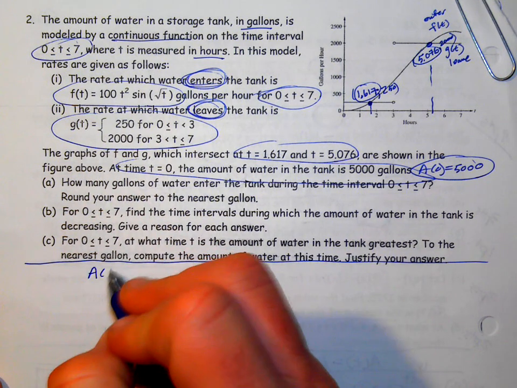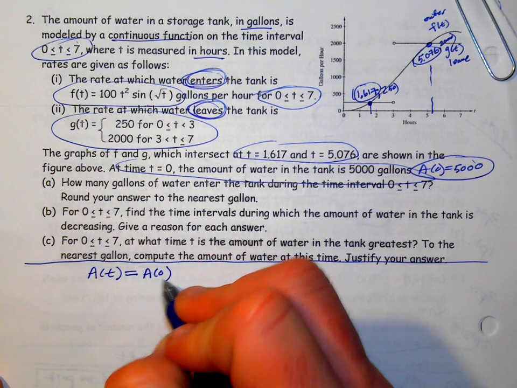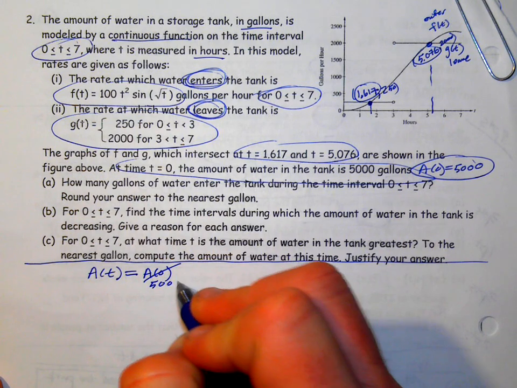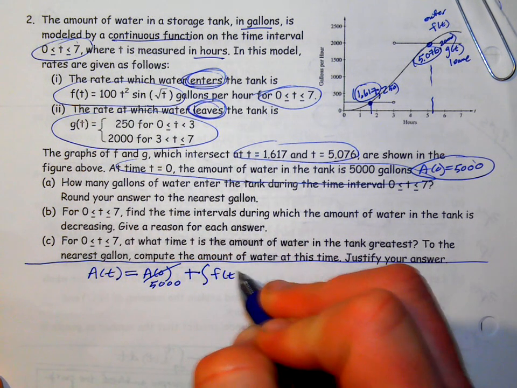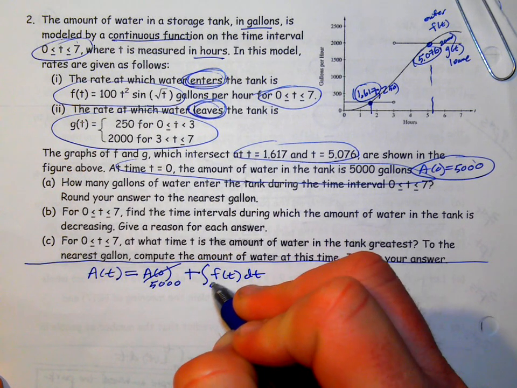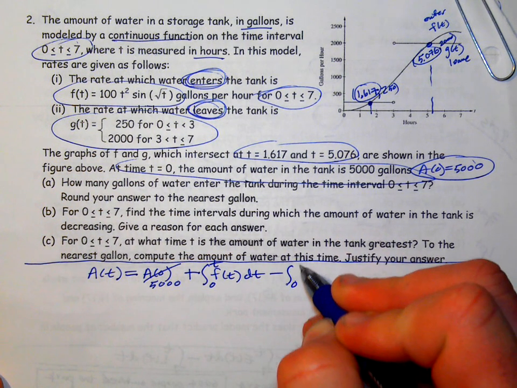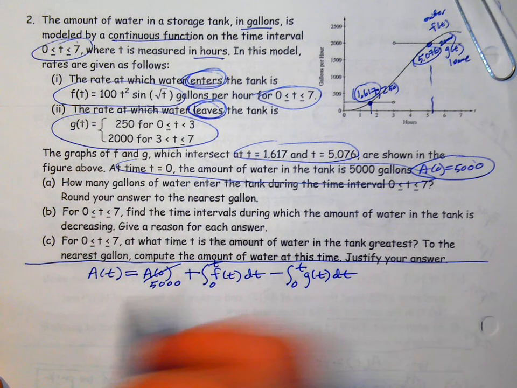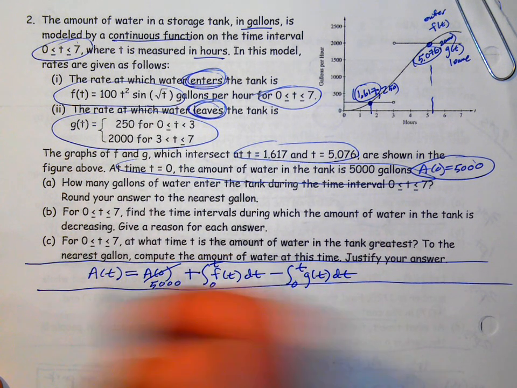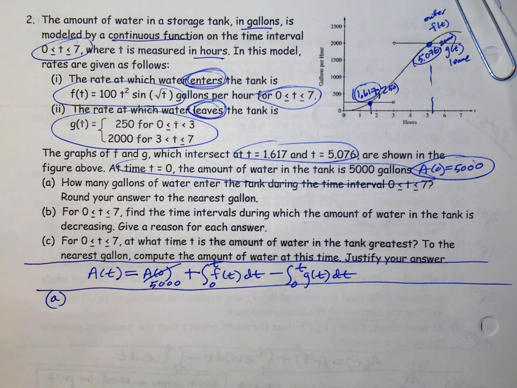The amount of water in the tank equals the amount at time 0, which they gave us as 5,000, plus the integral of what's entering, f of t dt, from 0 to t, minus what's leaving, g of t dt. Okay, that's our rate model. And we're probably for sure going to use it at some point. We'll use a lot of parts of it, do different things to it, take a derivative, get rates.